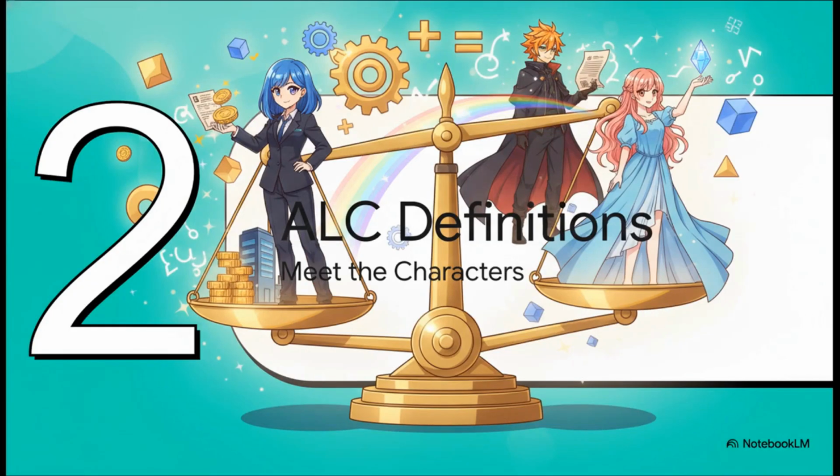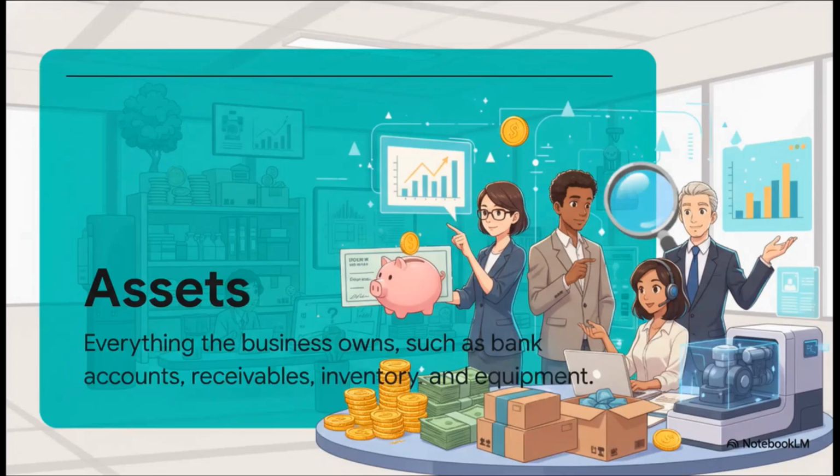Moving on to Section 2, ALC definitions. Meet the characters. First up, assets. Put simply, assets are everything the business owns. These are the resources the business controls and uses to operate. We're talking about the cash sitting in the bank account, accounts receivable, which, by the way, is just money customers owe the business, as well as physical stuff, like that massive mountain of inventory sitting in the warehouse, or the heavy equipment used to actually make the products. The rule of thumb? If the business owns it, it's an asset.